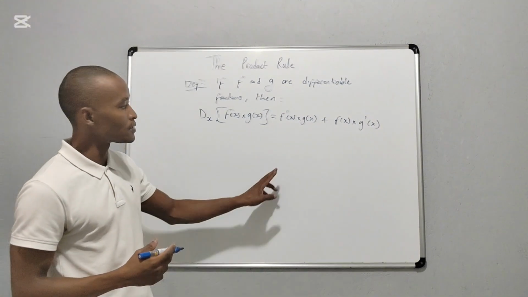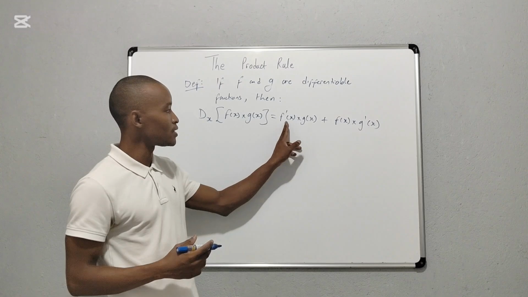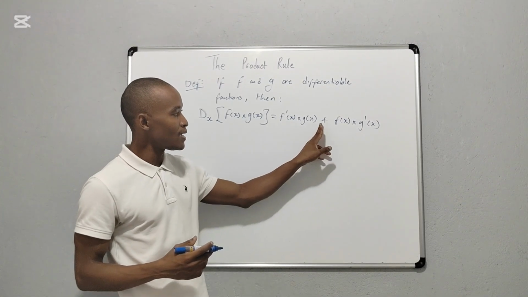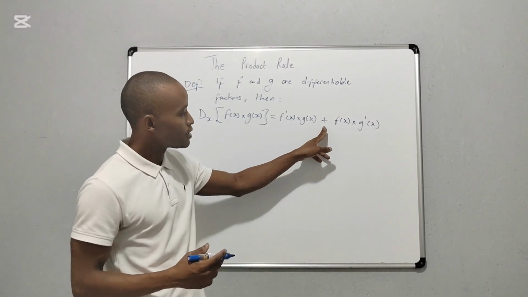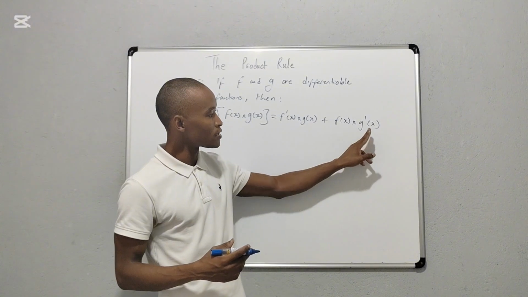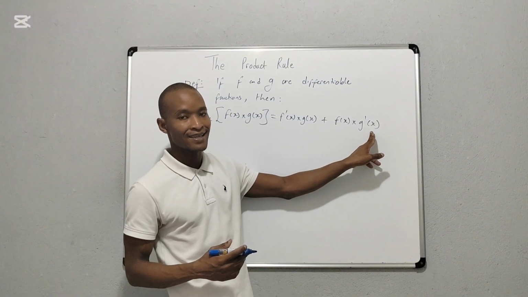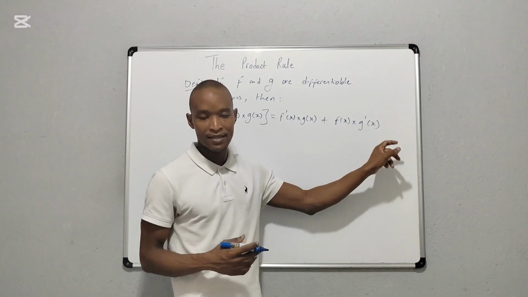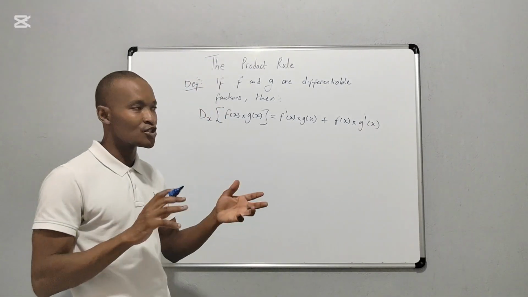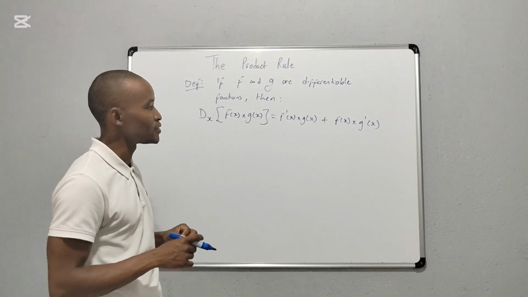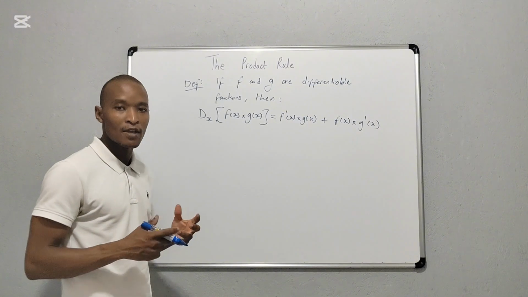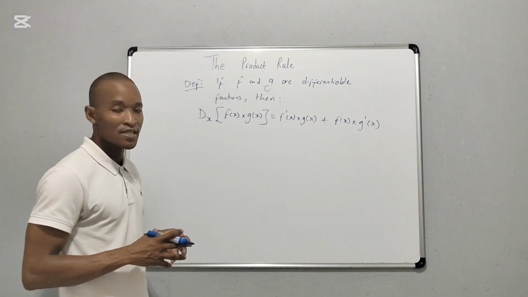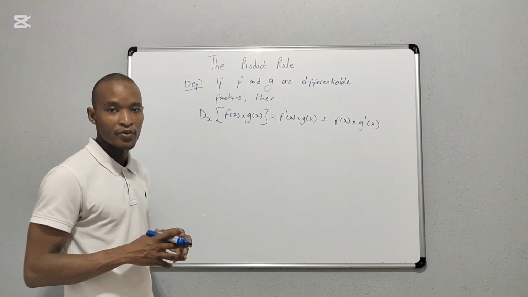So we need to find the derivative of the first function multiplied by the original function, plus the original function times the derivative of the second function. So first term, first derivative, second term, second derivative of the second function. So just for you to be able to remember how it works. Okay, so what are we going to do now? Some examples that pertain to the product rule.